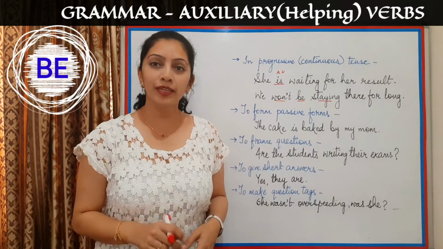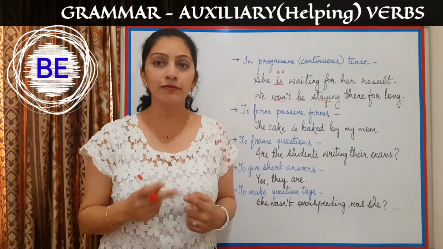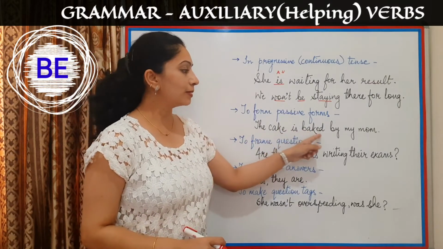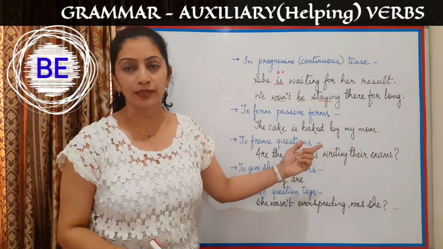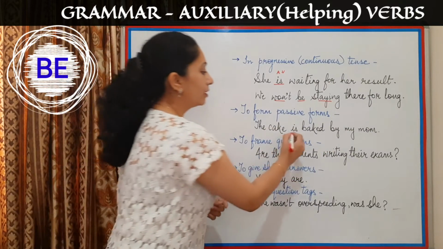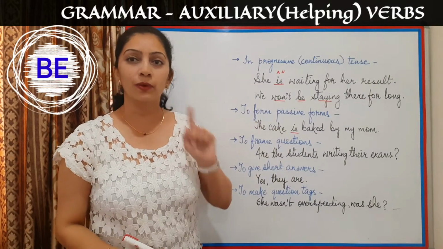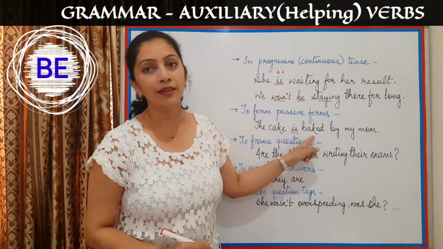Now the verb be can also be used in the passive form, like in active passive voice. Look here, the cake is baked by my mom. Now this sentence is in passive voice, but where is the auxiliary verb here? Is. In passive form, we always use the auxiliary verb and the third form of the main verb.